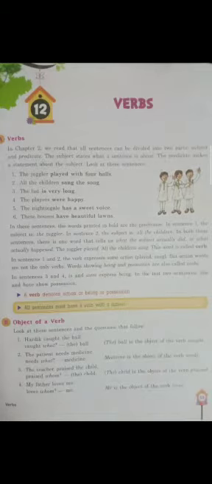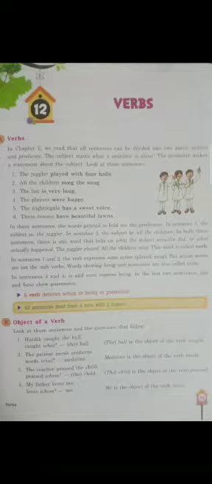Today we shall be learning the chapter Verbs. What are verbs? A verb denotes action, state of being, or possession. For example, if I say birds fly in the sky, in this sentence the word fly becomes a verb. Why? Because it is telling me about action, about doing.